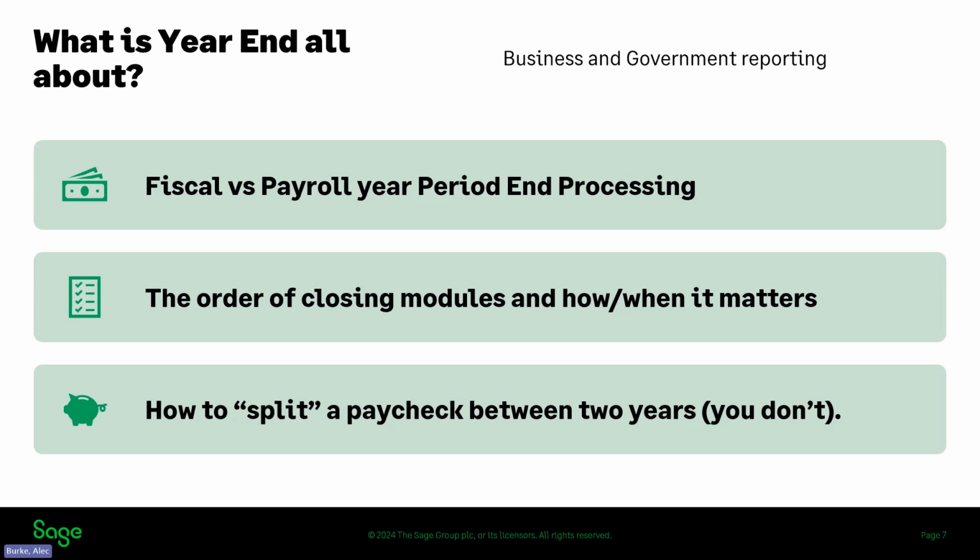So you may have a fiscal period that matches up with the calendar year. Sage is a good example of a separate fiscal year. Our fiscal year runs from November around to October.